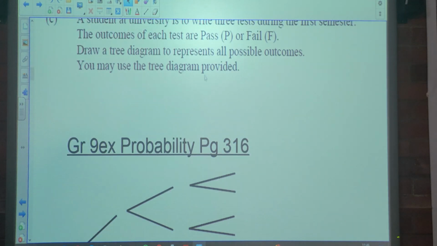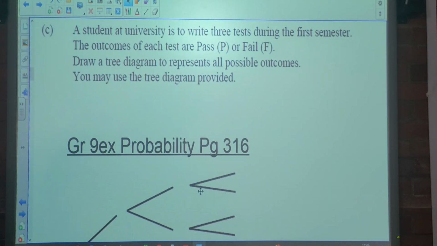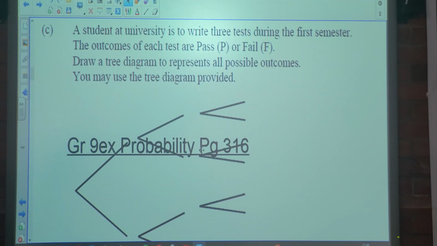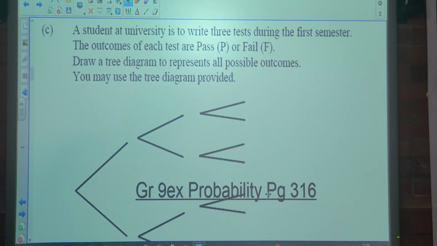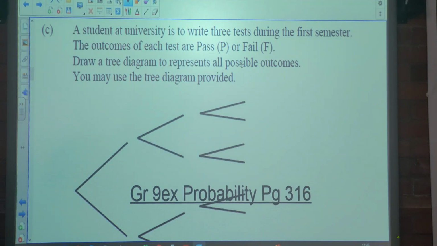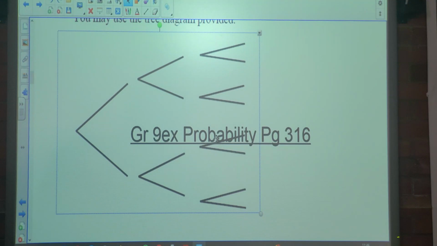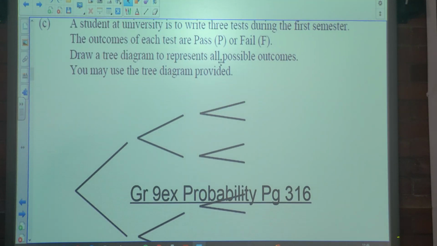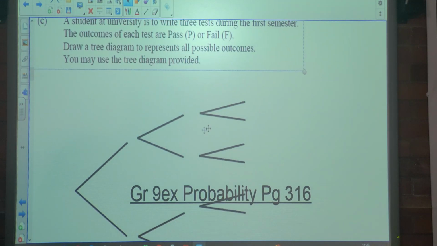C. A student at university is to write 3 tests during the first semester. The outcome of each test is a pass or a fail. Draw a tree diagram to represent all the possible outcomes. You may use the tree diagram provided. It's a bit smaller.